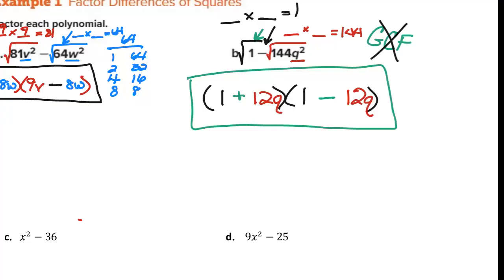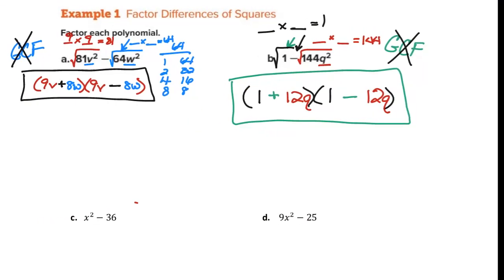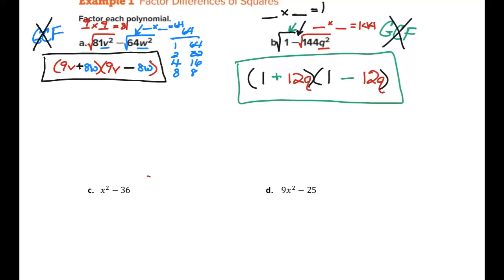The difference of two perfect squares, this is my favorite kind of factoring. Because it's like, oh, yeah, it's quick. It's easy. All right, so take a look at letter C. See if you can do letter C on your own.